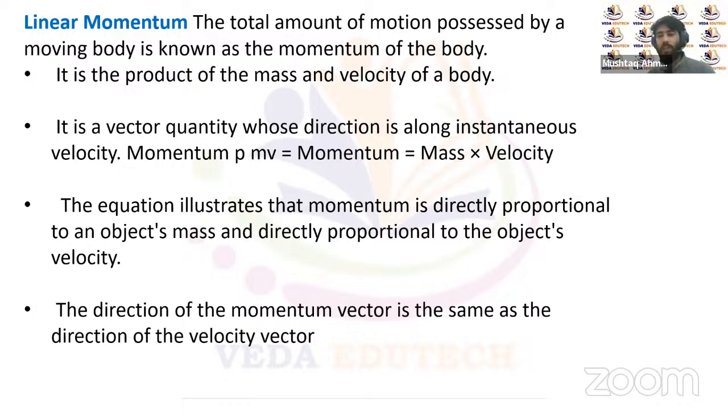It means greater the mass of a body, greater will be its momentum, and greater the velocity of a body, greater will be its momentum. Or we can say that small particles may have large momentum because of its large speeds, or large velocity. Or similarly, slowly moving bodies may have large momentum because of its large mass, right? So the equation illustrates the momentum is directly proportional to an object's mass and directly proportional to the object's velocity, right? And the direction of the momentum vector is same as the direction of the velocity vector, right?